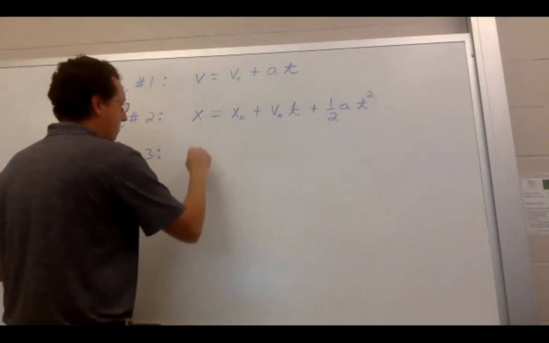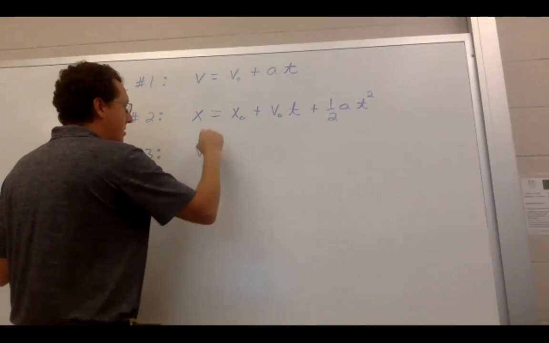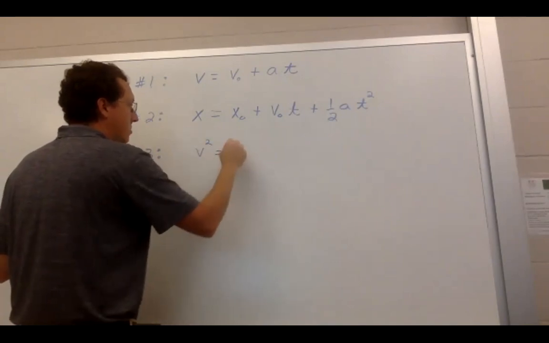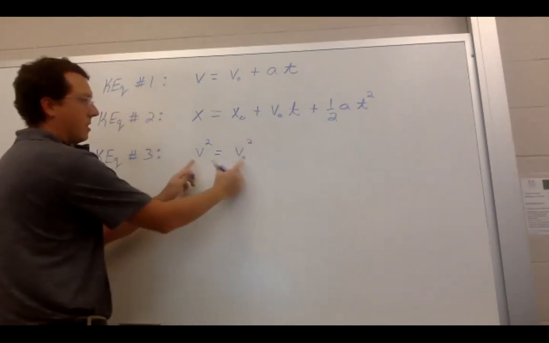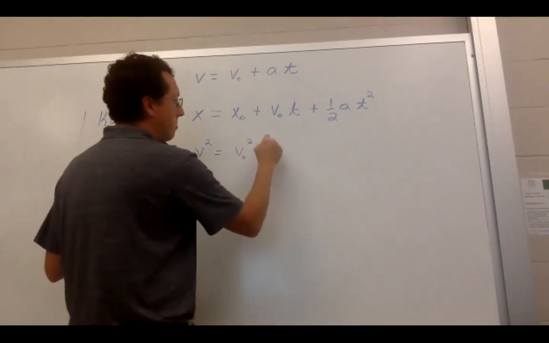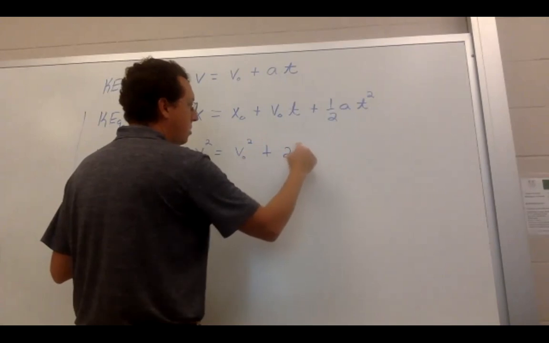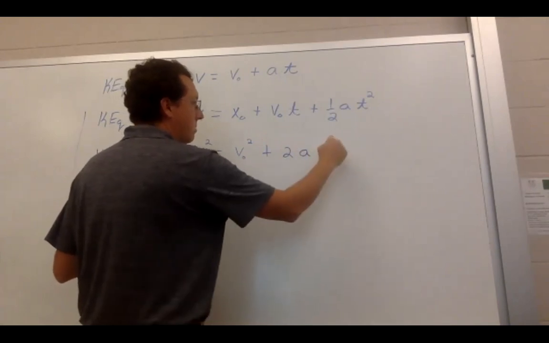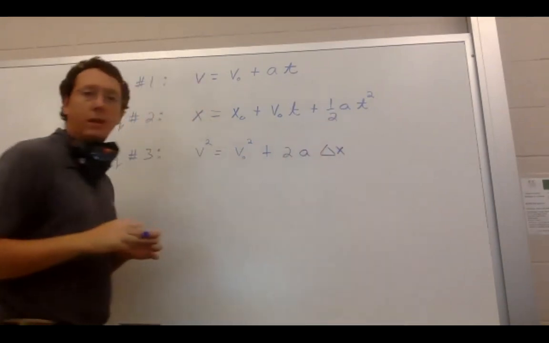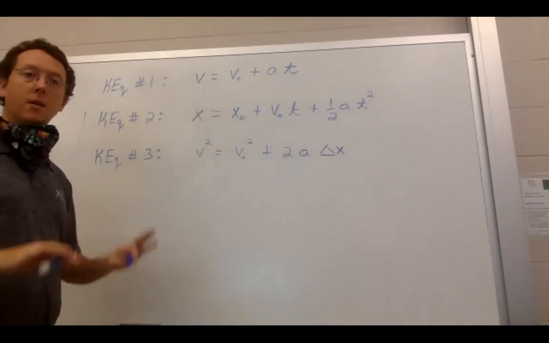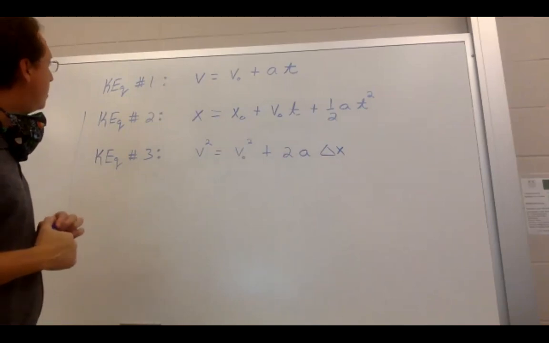So this one says that the velocity in one instant squared equals the initial velocity squared, that's why it's the velocity squared equation, plus 2 times the acceleration times the change in position, or you can just call that the displacement. Okay, so those are our three kinematic equations.